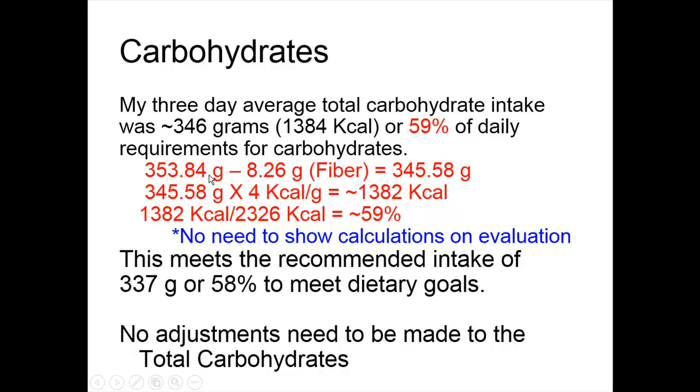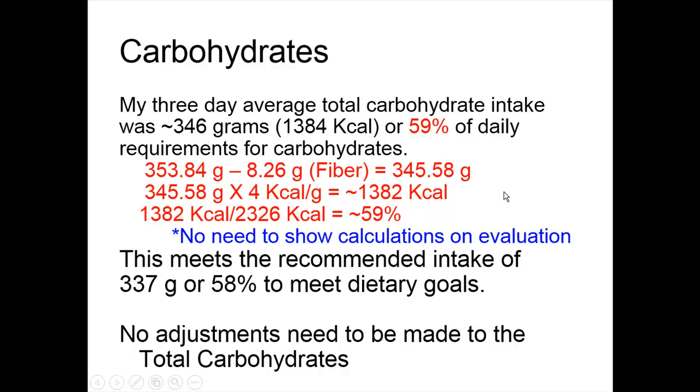I added those together. If you take the total carbohydrates minus the fiber, these would be the actual grams of carbohydrates that give you calories. So we took this number times 4. I'm sorry, I was wrong earlier. We take this times 4, gave it this number, divided by 2326 gives us 59%. You don't need to show these calculations when you do your written thing. I'm just going to assume that you did them correctly. So there's no use, unless you really want to list these down. So my 59% matches my 58% goal, and I don't have to make any changes here.